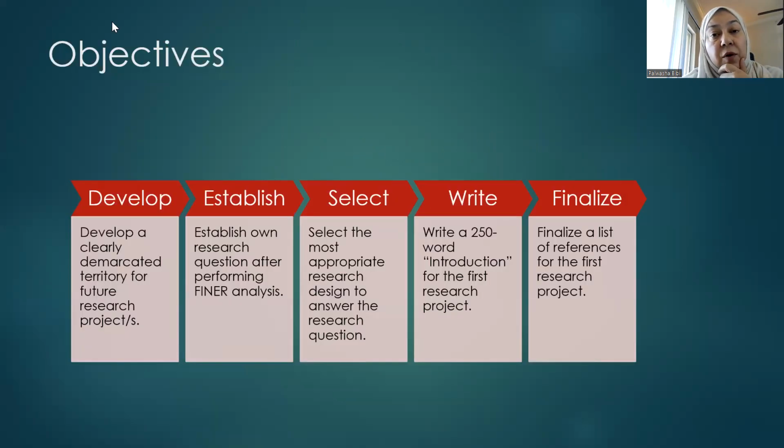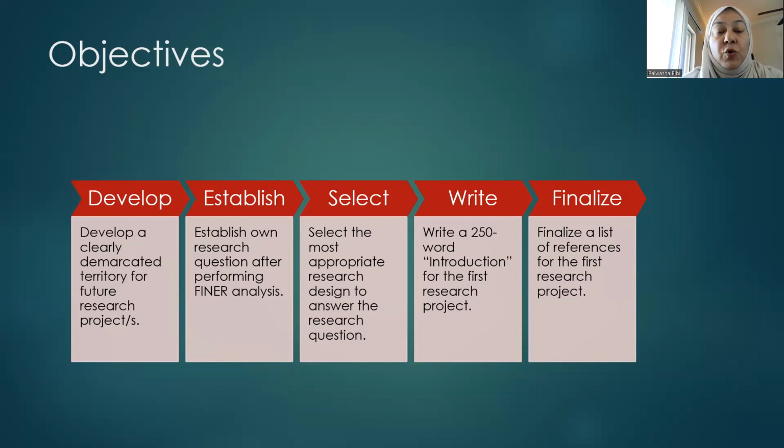The objectives of this session, basically, as I told you, there are 4 sessions. The objectives are to develop a clearly demarcated territory for future research projects. So, through this workshop, I will help you demarcate a clear cut area, a clear cut landmark for you and for your interest as to where you will do research, where you will succeed in doing research.